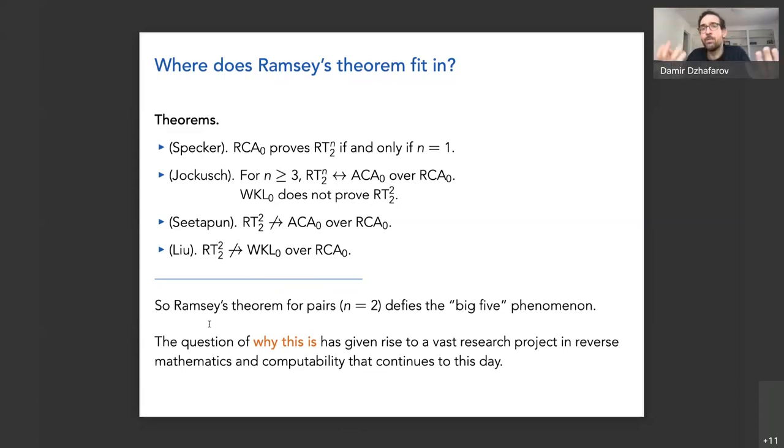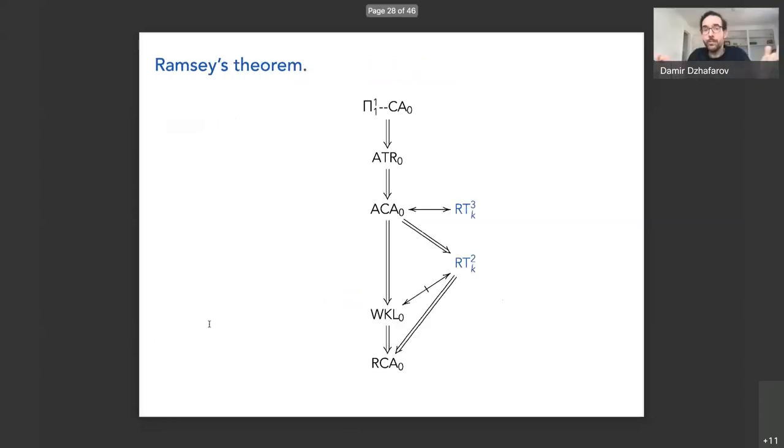In fact, this has given rise to a massive industry of research in reverse mathematics and computable combinatorics. So here's the picture, right? This is what we saw before. These are the main five subsystems of second order arithmetic. Here's Ramsey's theorem for triples, showing this nice regular behavior, like other theorems, the Bolzano-Weierstrass theorem, all these theorems of ordinary mathematics. But here's Ramsey's theorem for pairs off to the side, right? It's very much off to the side, not equivalent. Okay.